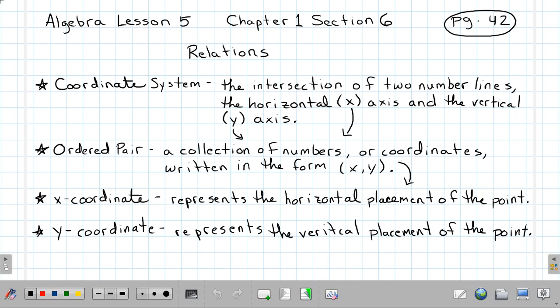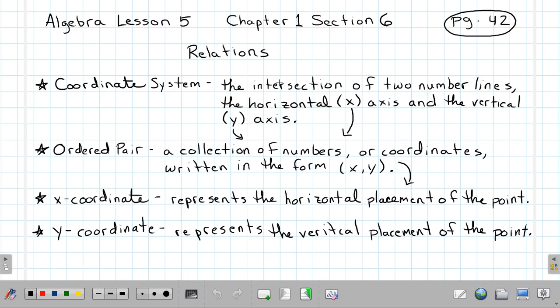Relations. In order to talk about relations, we need to review a couple of things, and one of those things is the coordinate system. If you look at the notes here, we have a coordinate system. The way we define the coordinate system is it is an intersection of two number lines. Everybody in algebra should know what a number line is. If you don't, please let me know so that we can get you to understand what a number line is.